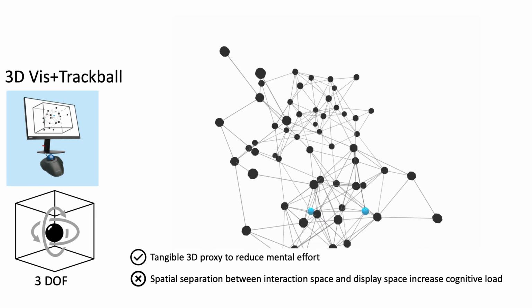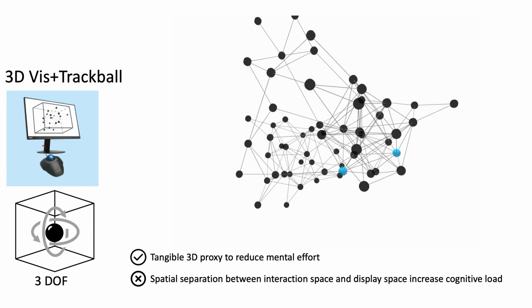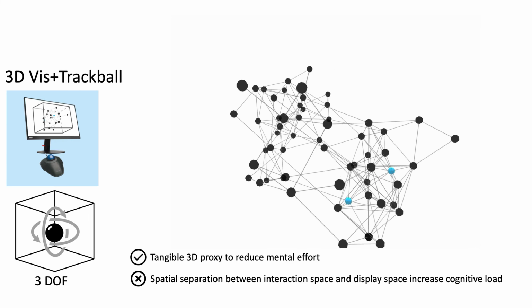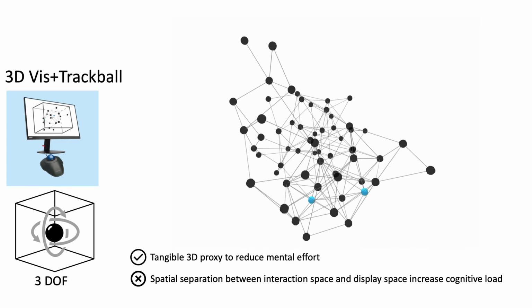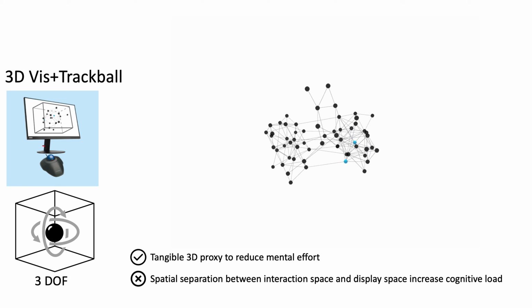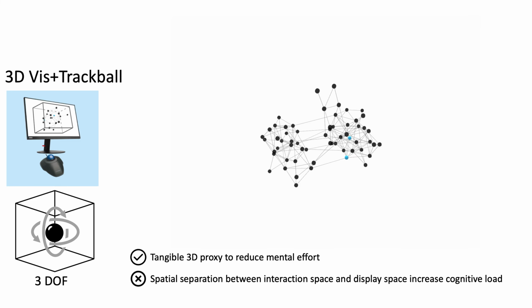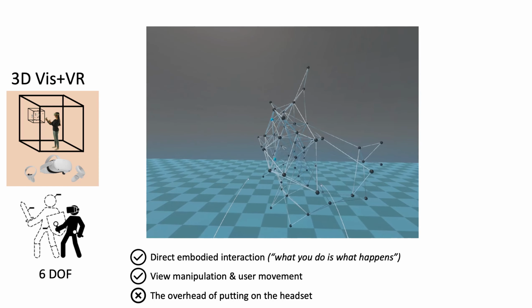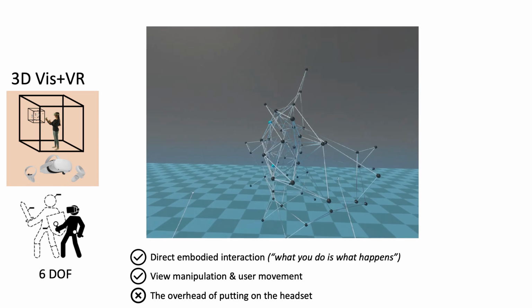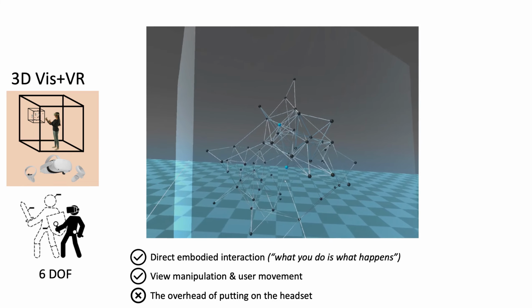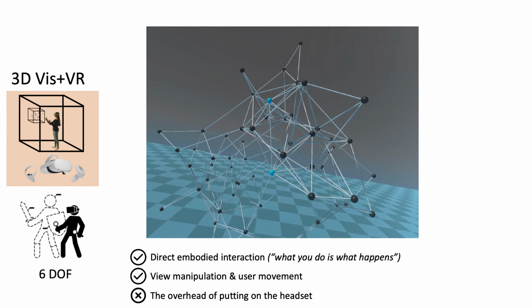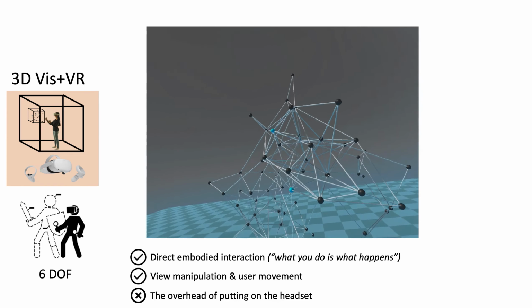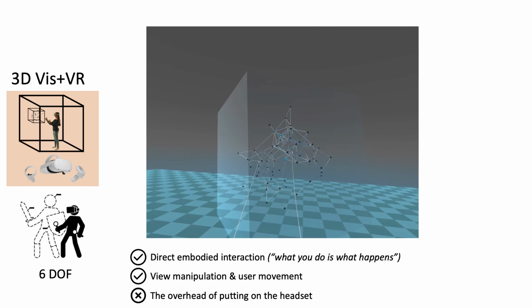To reduce that mental effort, we can use a 3D tangible proxy instead. A trackball mouse is one such proxy, as it allows users to rotate a ball in the center of a mouse to rotate the digital graph in exactly the same way. In virtual reality, the user can directly manipulate the 3D view. They can also move their bodies to find the optimal viewing position. However, current VR headsets are still bulky, especially during long-term use.